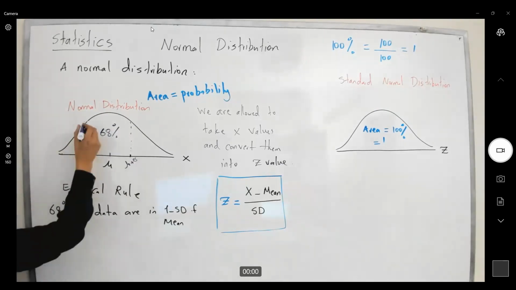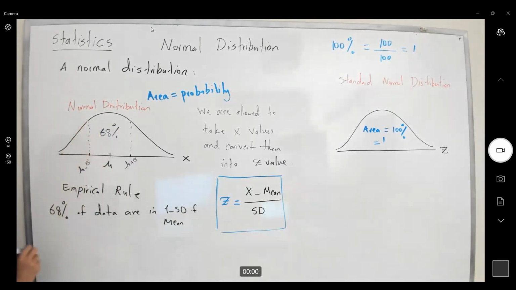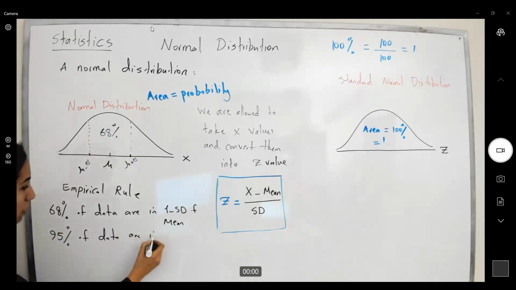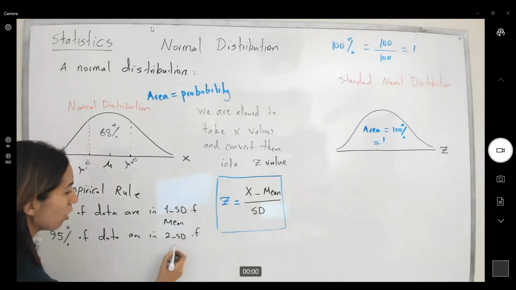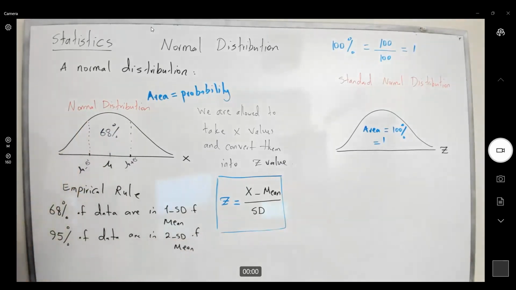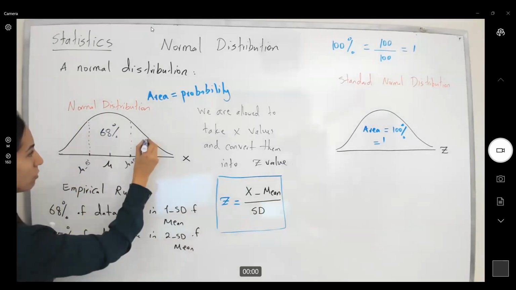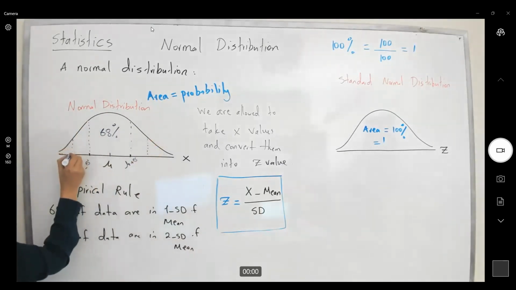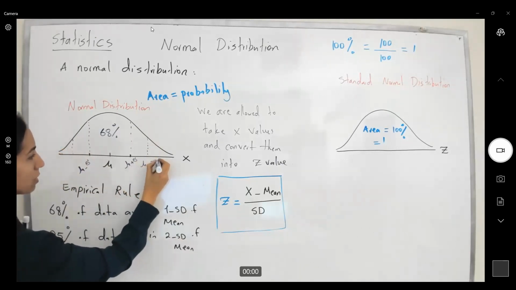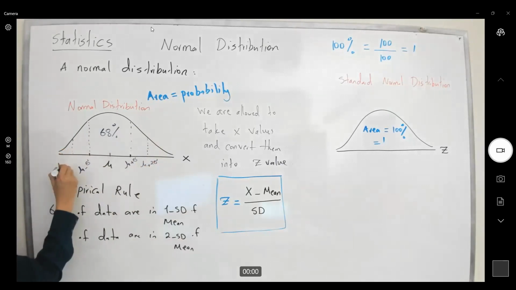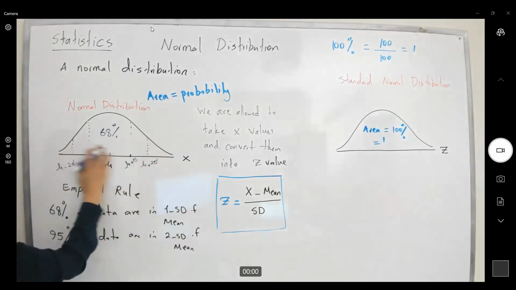So you see that 95% of the data are within two standard deviations of the mean. Okay. So let's just go further here. 95% of the data, mu plus two standard deviations, and mu minus two standard deviations. So it's going to be 95%.